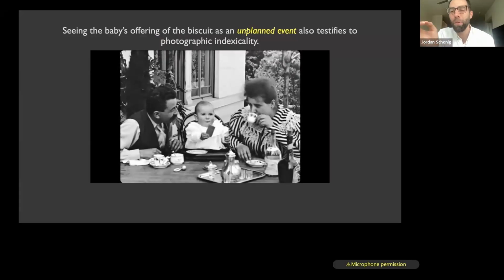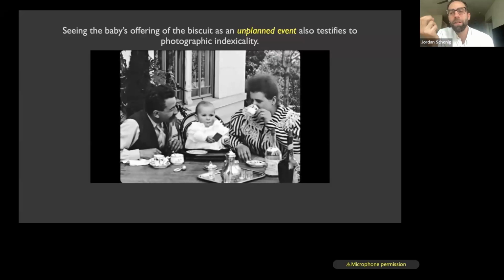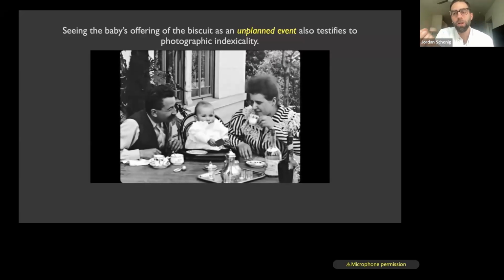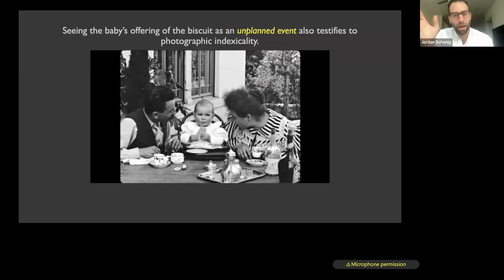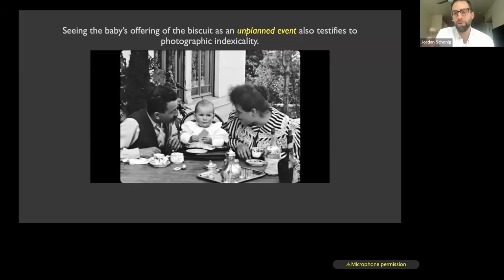If you fixate on that moment and you say, this is pure cinema, you're invoking the idea that cinema does indeed capture the things that exceed the control or the planning of the artist/director. Right. And I think that does testify to this thing that we're calling photographic indexicality.